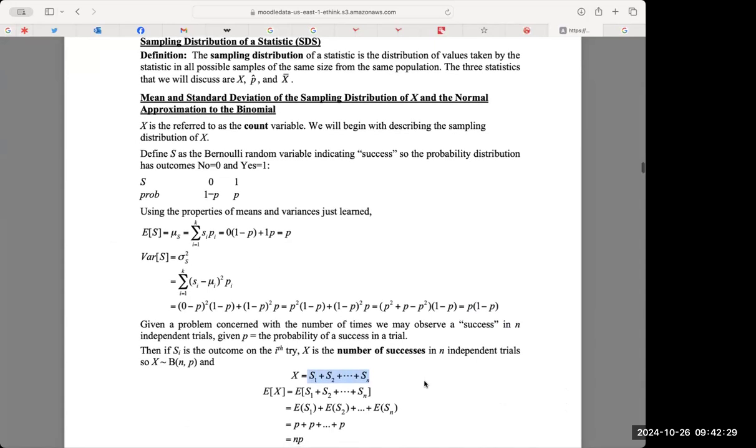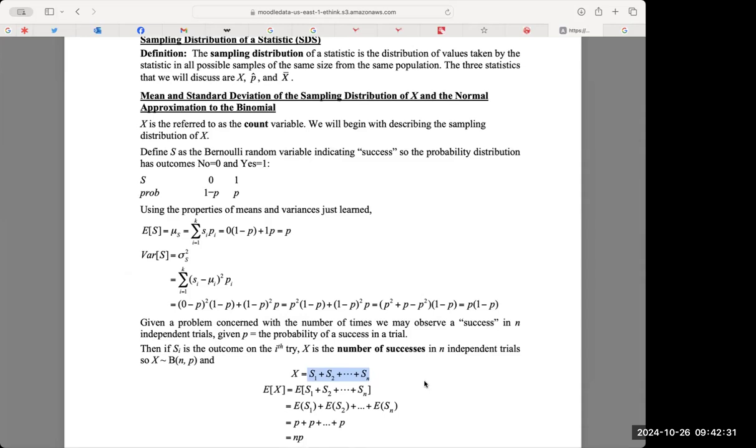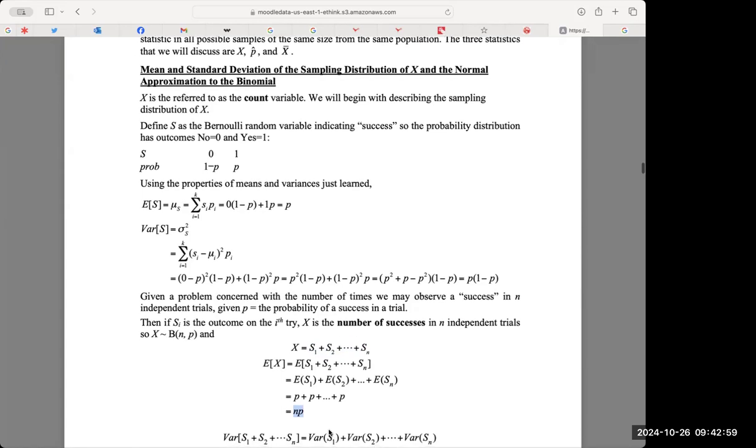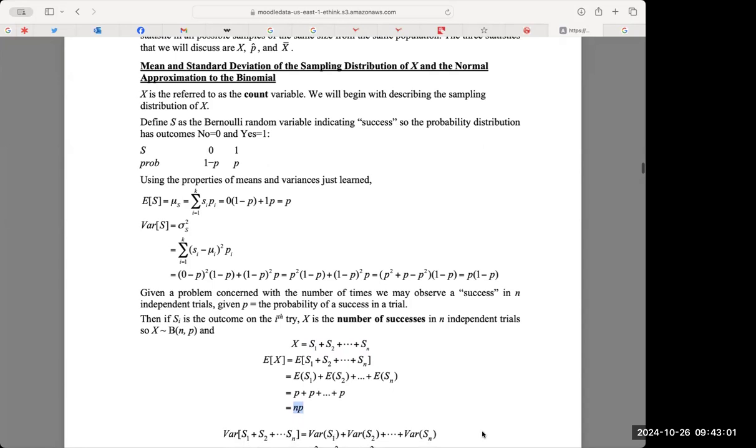So I want to use the rules. So now we're going to employ the rules of means and variances that I took some time to review at the end of the last meeting. The mean of the sum of variables is the sum of the means. So I just add them together. And that's where the np comes from. So now I've shown you logically why the mean, or the expected value, is np. And now I've shown you mathematically, using statistical rules. Same thing with the variance.